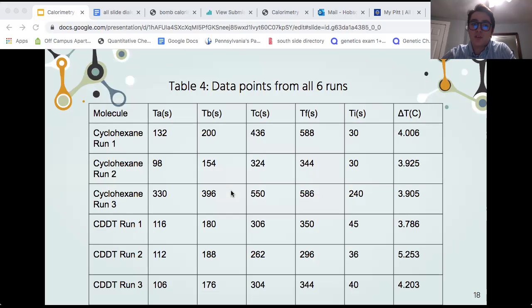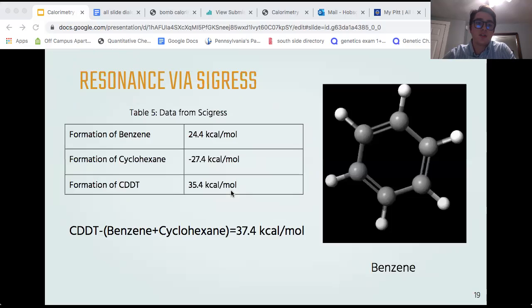Here are the data points from all of these. Like I said, all the 6 runs. Using these values, we're then able to calculate the temperature change in each of the 6 runs. Our largest being in the CDDT second run. That's our largest temperature change.